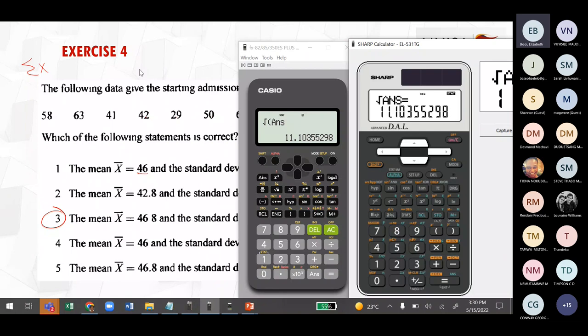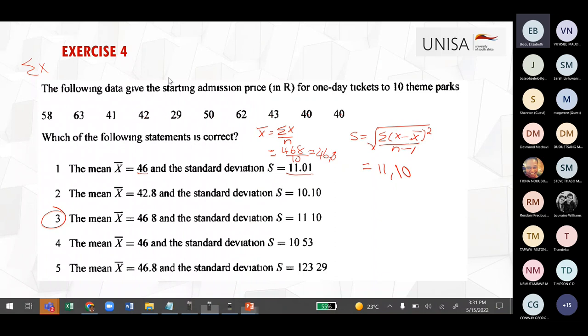But you need to practice these things. You cannot just do them once off and never use them again. You need to find more questions, practice, practice, practice, so that you understand the steps and get used to using your calculator. Okay.